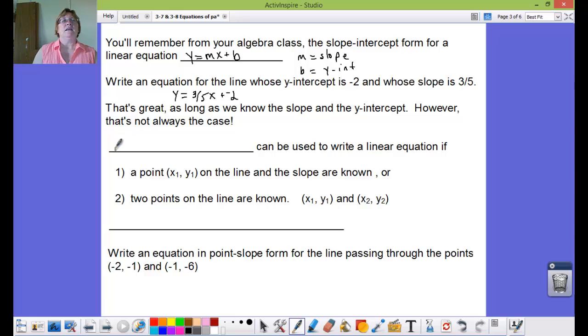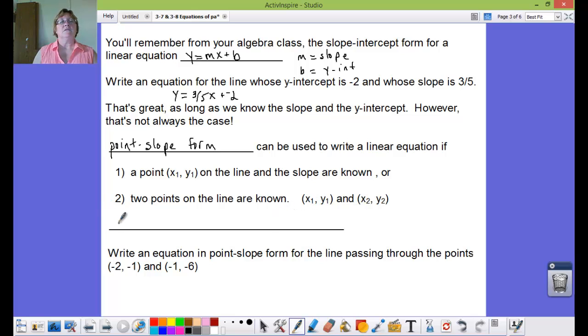Okay, I'd like to introduce you to the point slope form of a linear equation, which is a handy way for finding the equation of a line if you know a point on the line and the slope, or if you know 2 points on the line, because then you can find the slope.